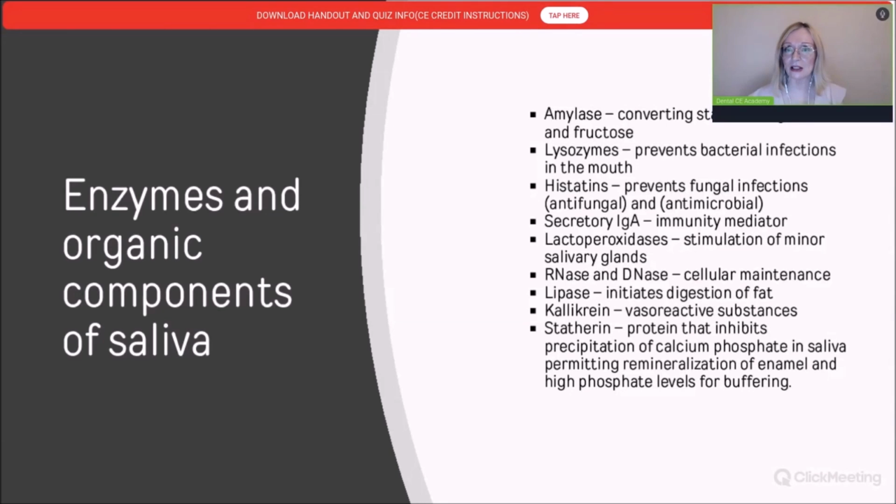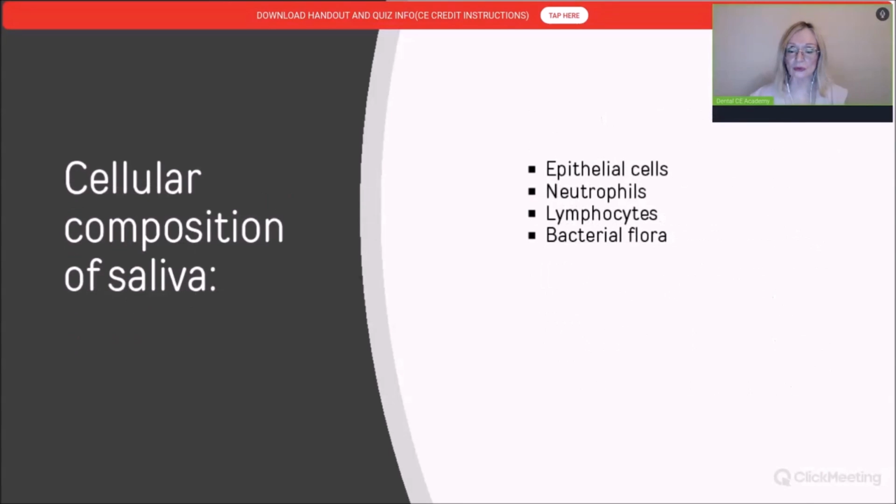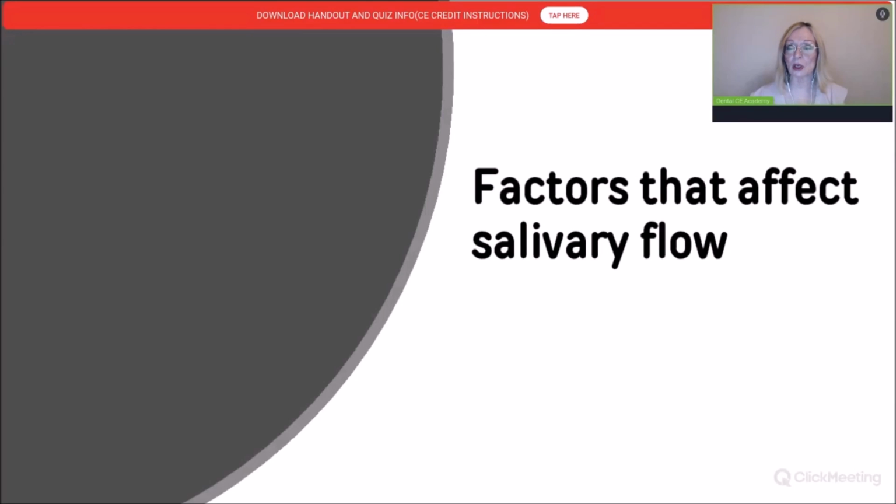Kallikrein, a vasoreactive substance, and statherin. Statherin is an important protein that inhibits the precipitation of calcium phosphate in saliva, and it permits the remineralization of enamel and high phosphate levels for buffering. Also, cellular composition: epithelial cells, neutrophils, lymphocytes, bacteria, flora.